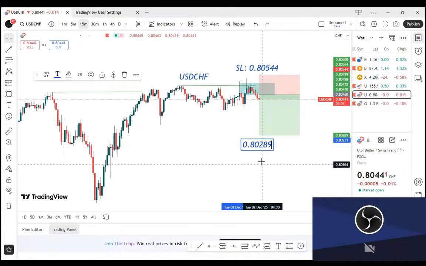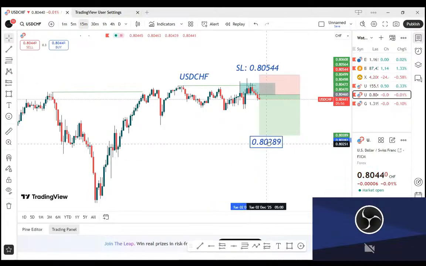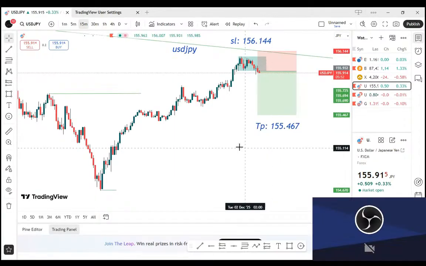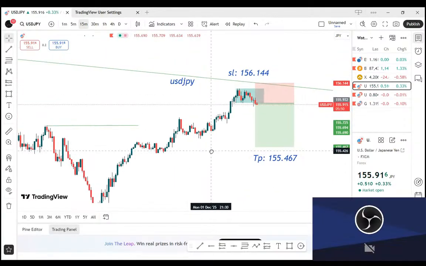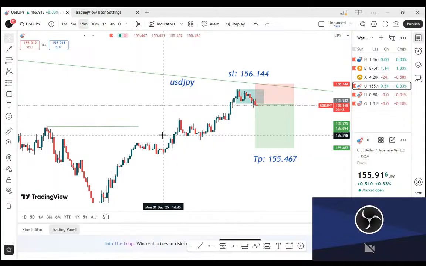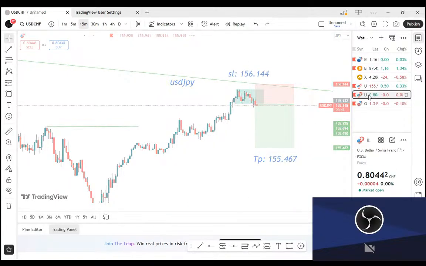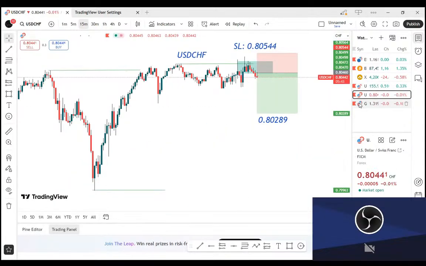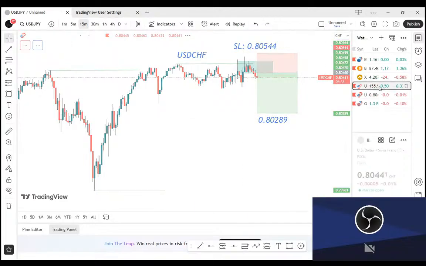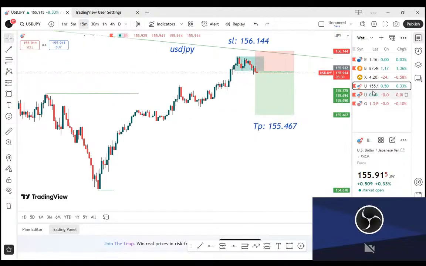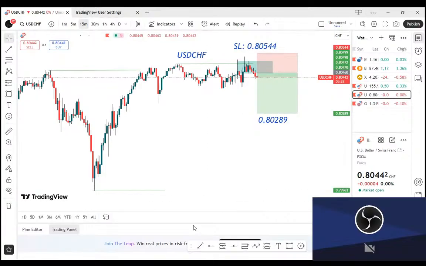So this is the TP target here on USDCHF. So I'm selling both USDCHF and USDJPY. I'm just selling both of them. Let's see how it plays out. There is a stop loss for USDCHF and this for USDJPY. Let's see how the two play out.